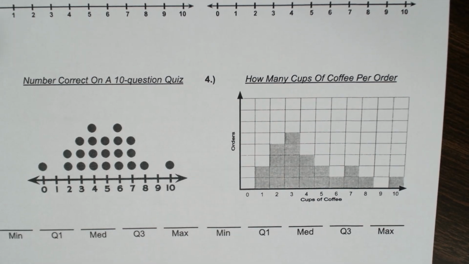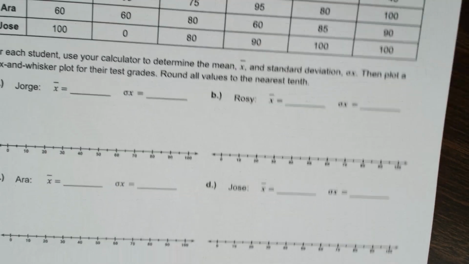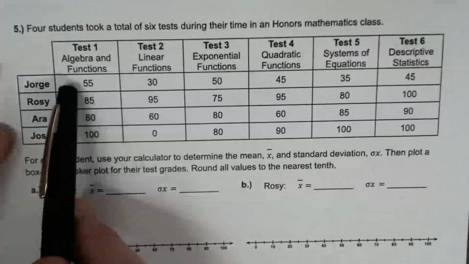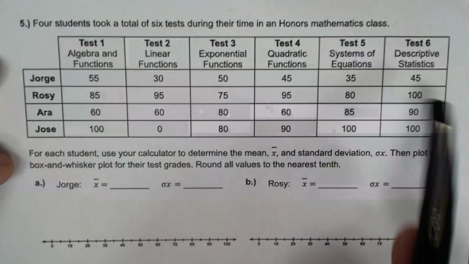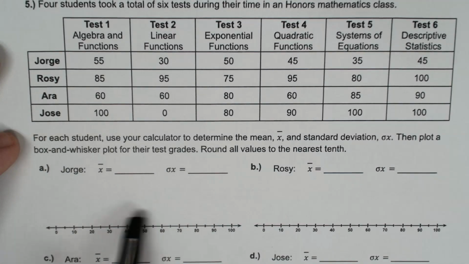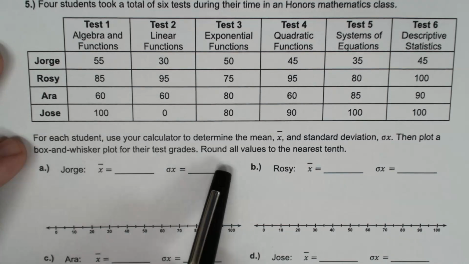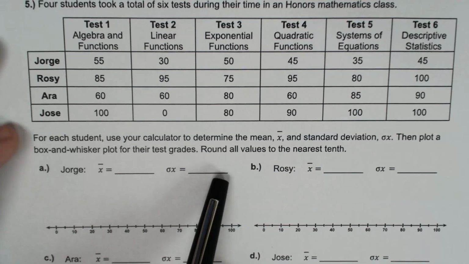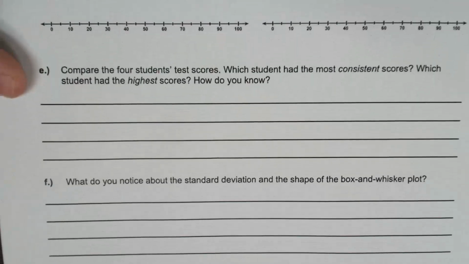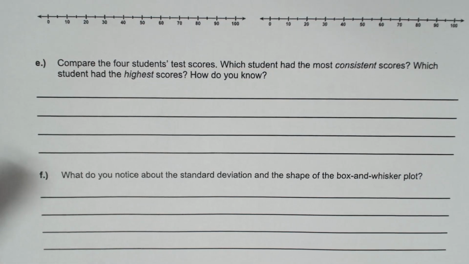Sound good? On the back, the only difference is that I'm also asking you for the mean and the standard deviation. So, for the 6 test grades for Jorge, find the mean and the standard deviation, and then still draw the box and whisker plot. You do not plot these two numbers. They're going to be gross decimals anyway. Sound okay? And then down at the bottom, these are opinion questions. I'll accept multiple different answers as long as you can back it up with whatever numbers you're seeing. Sound good?